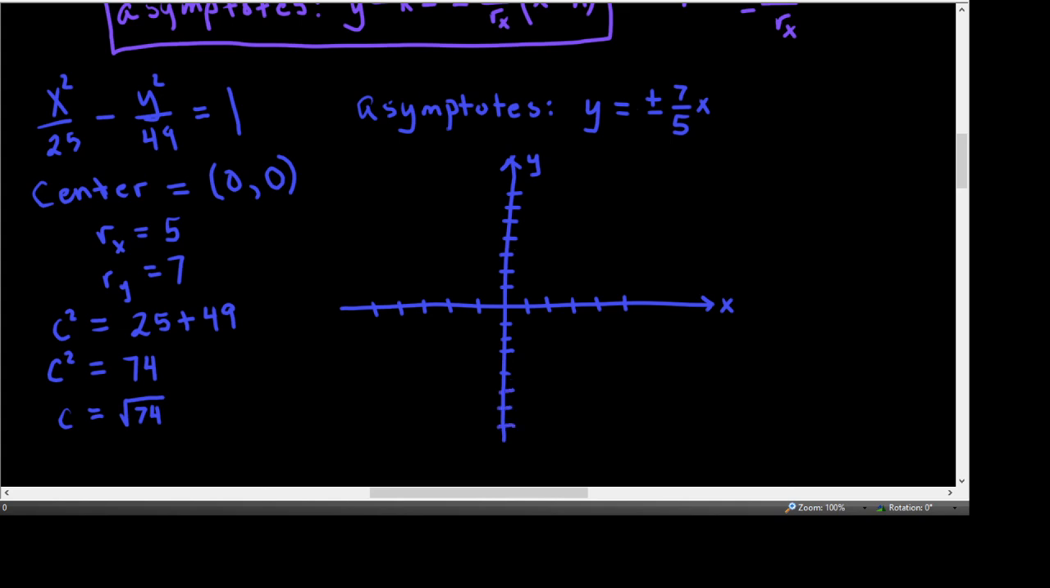Okay, so I'm going to plot the center at 0, 0. Then I'm going to plot the points that are x radius away from the center. So center at 0, 0, the x radius is 5. So I'm going to plot a point 5 to the right of the center and 5 to the left of the center. And I'm going to plot 7 away, 7 up and down from the center, because r sub y is 7.